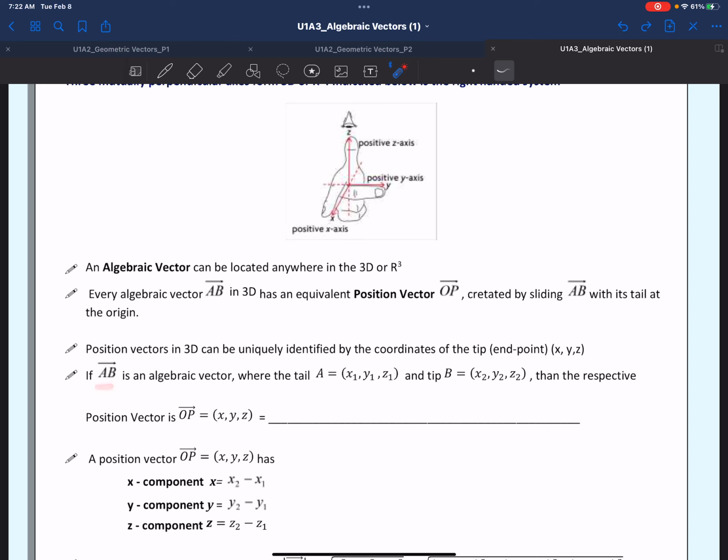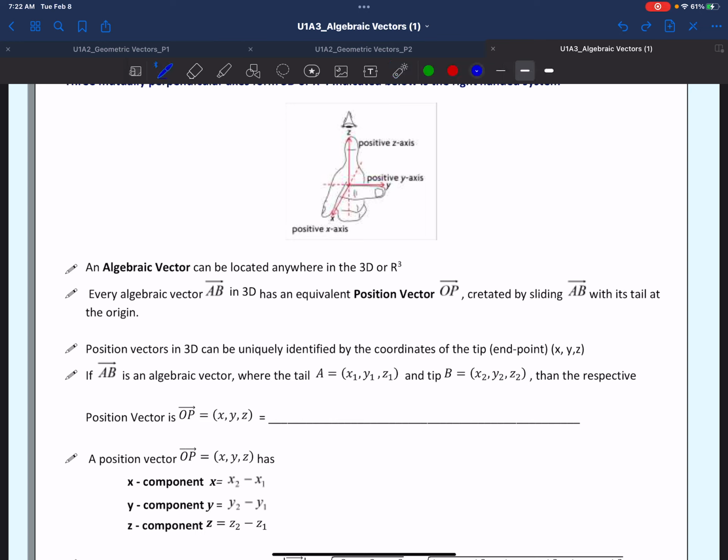If AB is an algebraic vector, and let's take a look at the coordinates, point A will be identified by x1, y1, z1. So here we have a slight difference because we are in 3D. The coordinates of a point are indicated by three numbers, x1, y1, z1. And point B, x2, y2, z2. Then the respective position vector is OP, with coordinates x, y, z, so three coordinates, because we are in 3D.